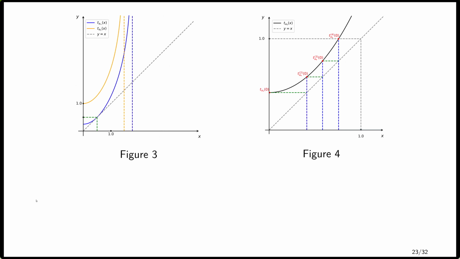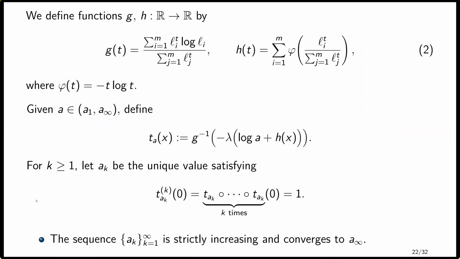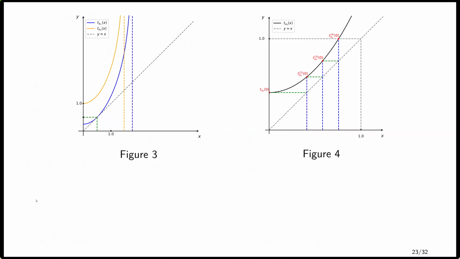I'd like to give you a rough graph. So here, T_{A_1} at 0 should equal 1. Then we pick that as A_1. And T_{A_K} iterated K times is 1. This is T_{A_1}, so it reaches 1 here. And for A infinity, it is the blue curve. If A is between A_1 and A infinity, then the curve should be in this area.